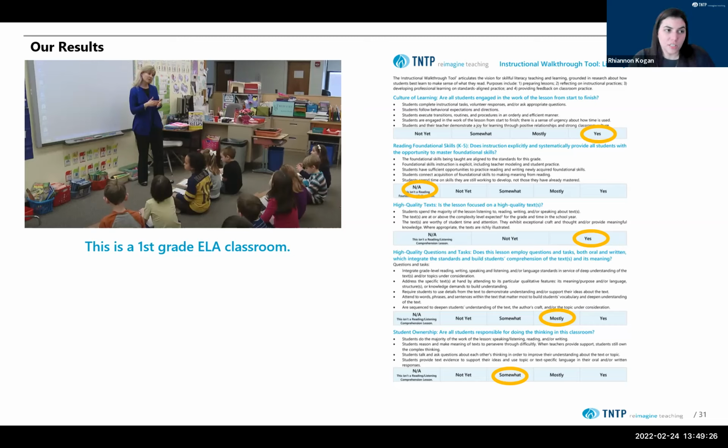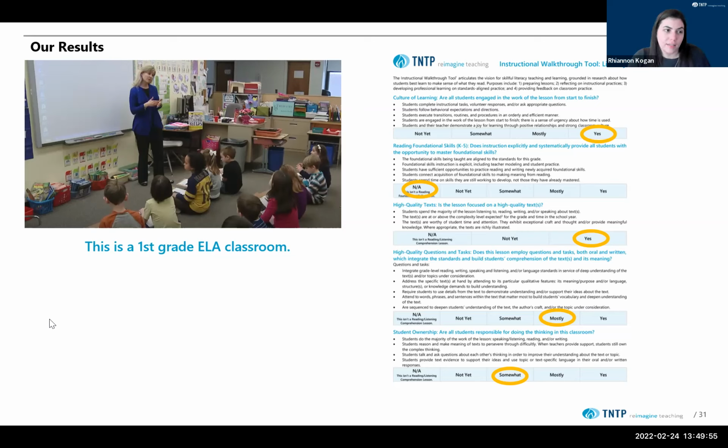For high quality questions and tasks, we were at a mostly here, which I believe is where most of you were. Yes, most of you were at a mostly. Multiple standards were integrated, including speaking and listening standards. Students were asked questions that attended to the knowledge demands in the text. For example, would a pet hamster like to share a cage with other hamsters? And structure, what would you expect to find under that heading? Finding evidence was clearly a habit in this classroom.